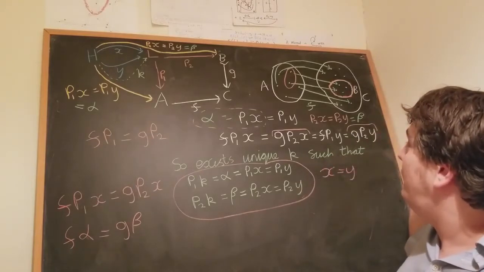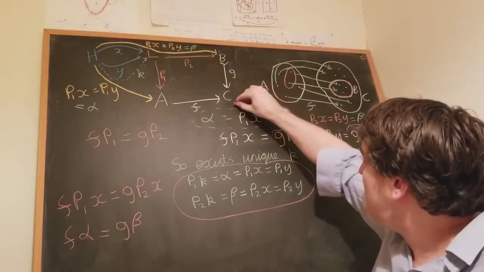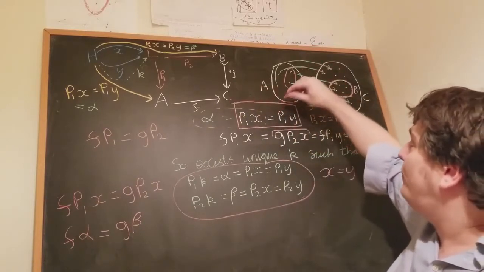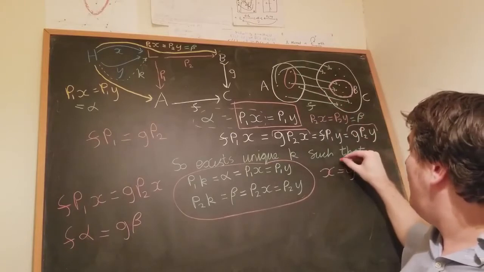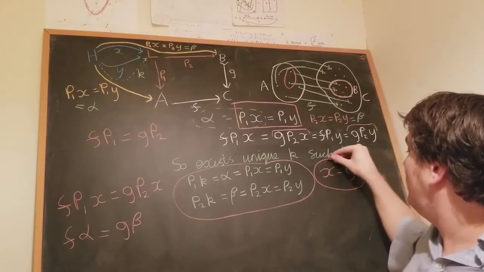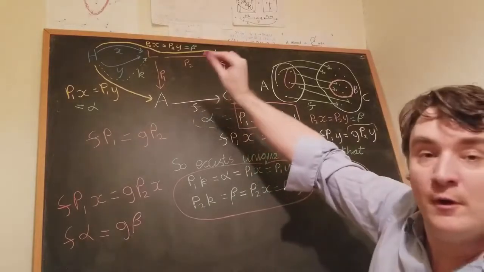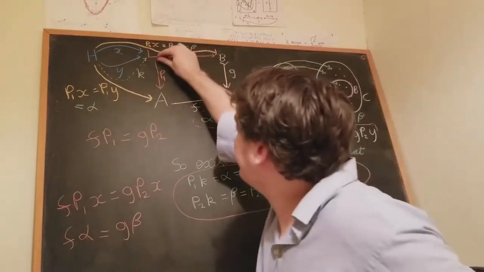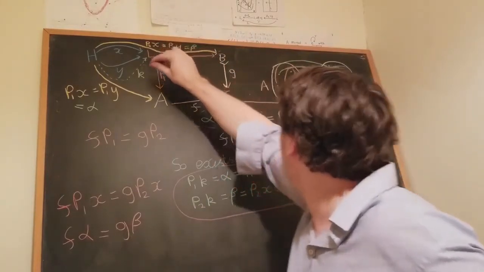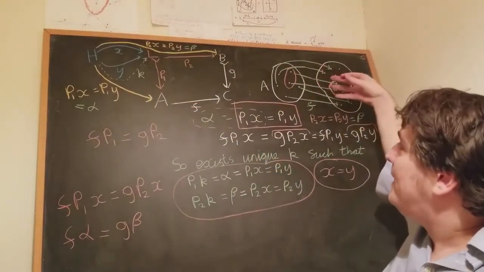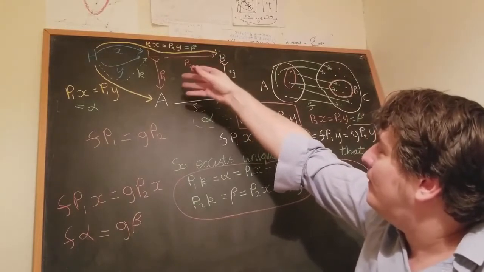So we started with this assumption here that p1 after x equals p1 after y, and we ended with this conclusion that x equals y. And that shows that P1 is indeed a monomorphism.